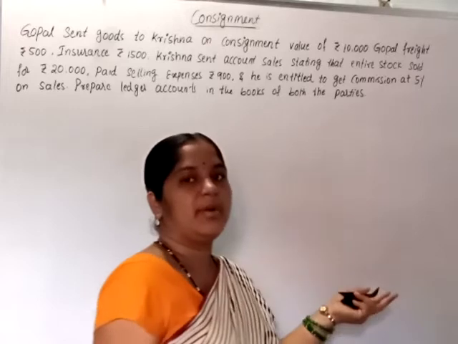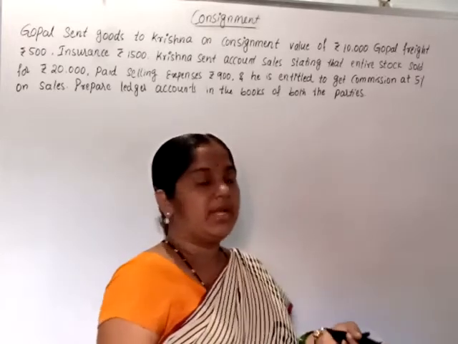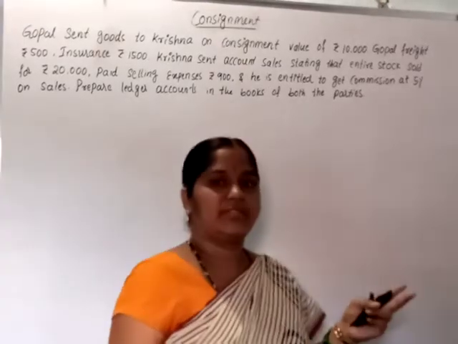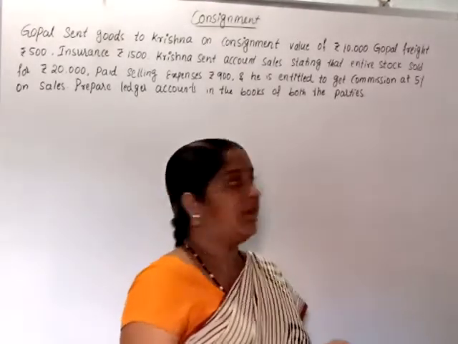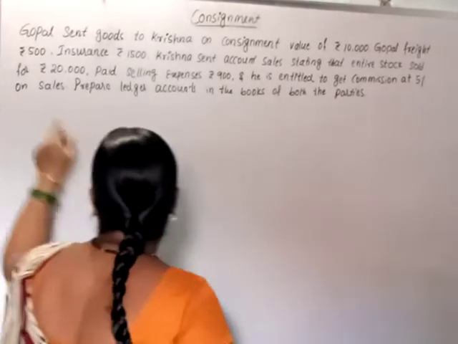In the previous problem the commission value was directly given, is it right? But now in this problem the percentage of commission, 5%, is given to you. So in that case you have to calculate commission at 5% on sales.